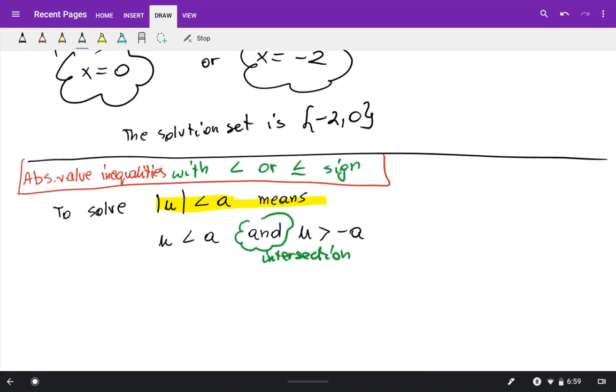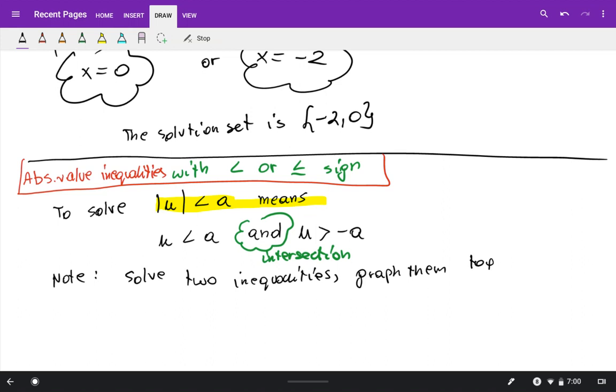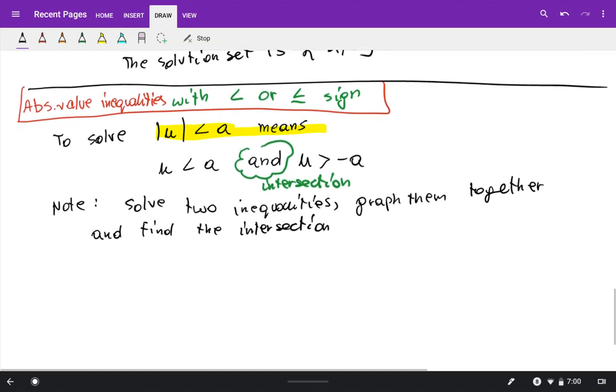Okay, so what that means is solve two inequalities, graph them together, and find the intersection of both of them, which is the common part.